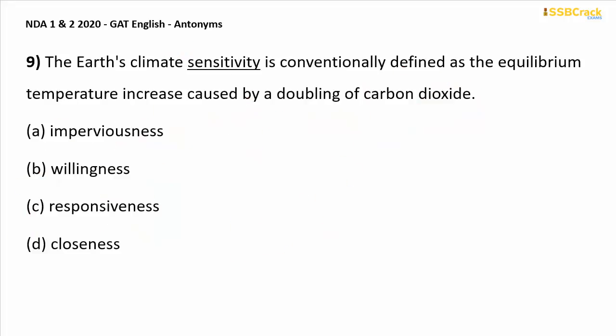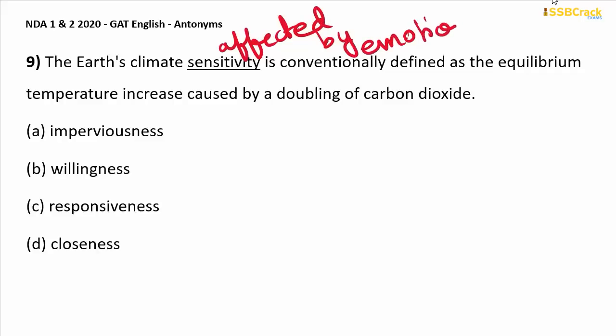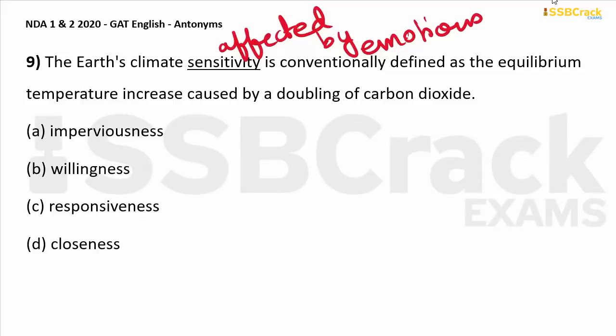Next question. The Earth's climate sensitivity is conventionally defined as the equilibrium temperature increase caused by a doubling of carbon dioxide. Now, sensitivity: when you're sensitive about something, you are affected by emotions or by feelings. So when you are sensitive, you are easily affected by emotions or feelings. So the opposite of sensitivity is being insensitive, right?